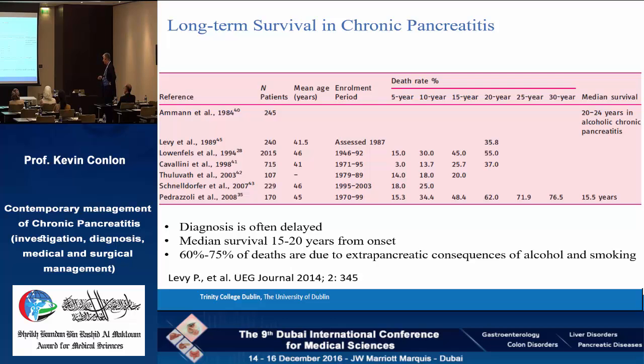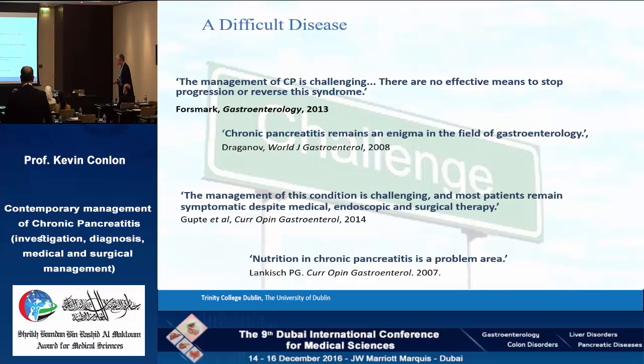It's due to alcohol and smoking. So they actually end up with problems of alcohol consumption. So most people would think it's a challenging disease, it's an enigma, and most patients remain symptomatic despite medical, endoscopic, and surgical therapy, and nutrition is a problem area for us.